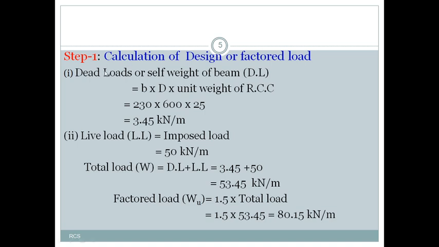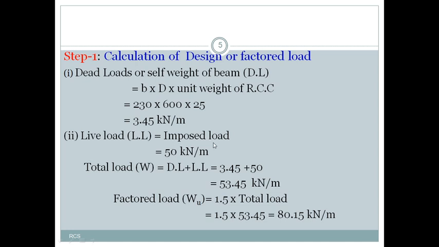So let's see how to calculate the dead load or self weight of a beam. That is the gross cross sectional area of the beam multiplied by the unit weight of the material. What material are we using for the beam? We are using RCC as the material, and we have to multiply by the unit weight of that material. The given width of the beam is 230, the depth of the beam is 600, and the unit weight of RCC is 25 kilonewton per meter cube. After multiplying all those factors, we get the total dead load of the beam which is going to be designed, that is 3.45 kilonewton per meter.